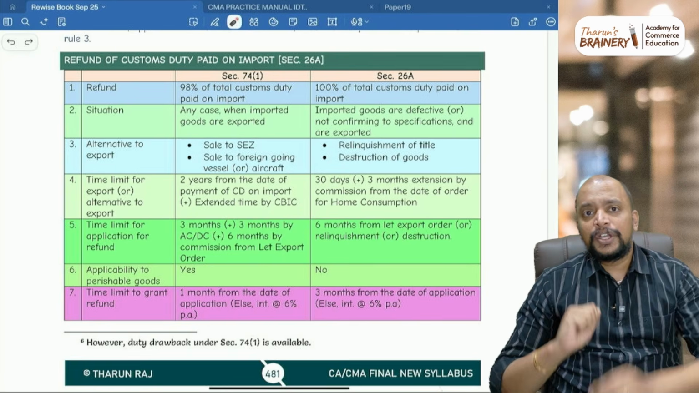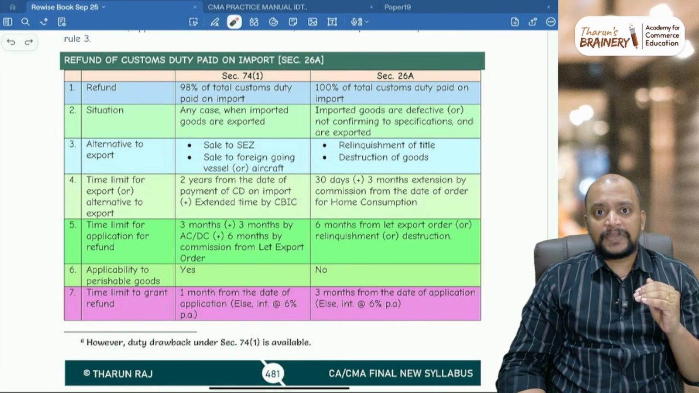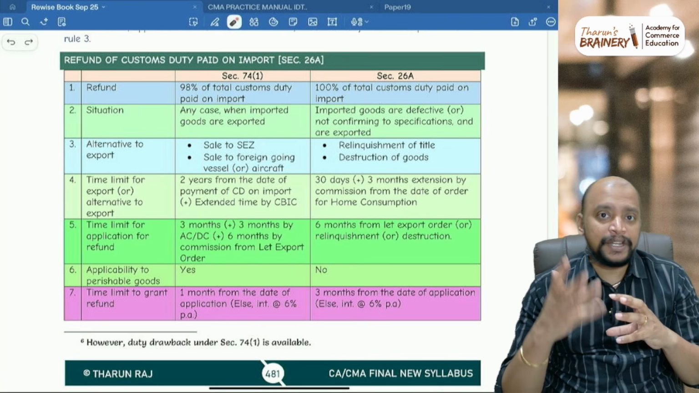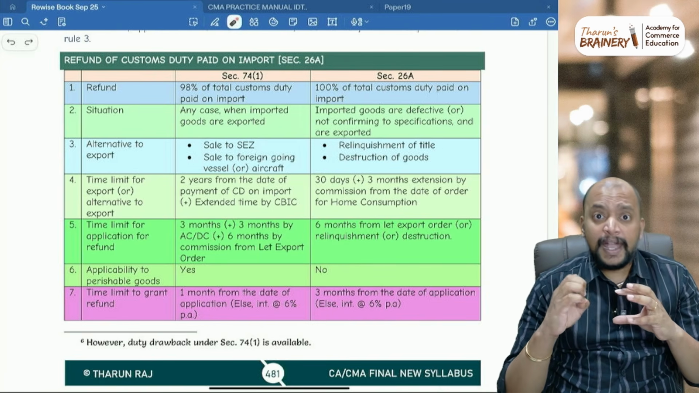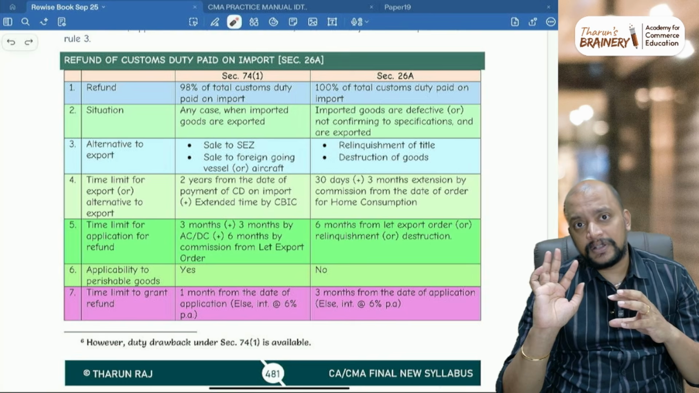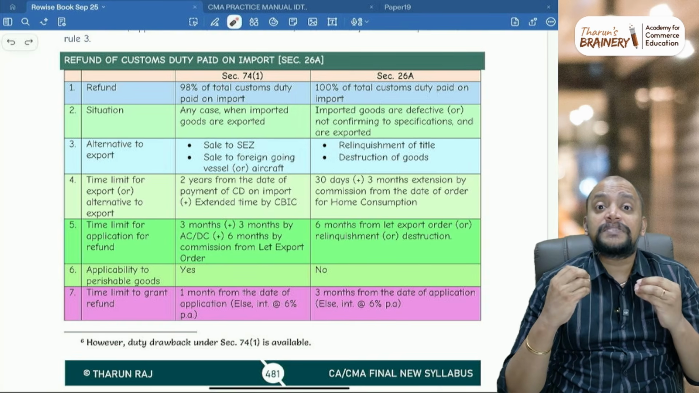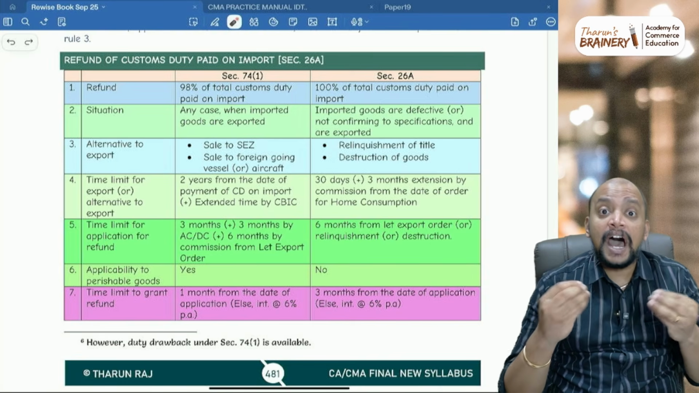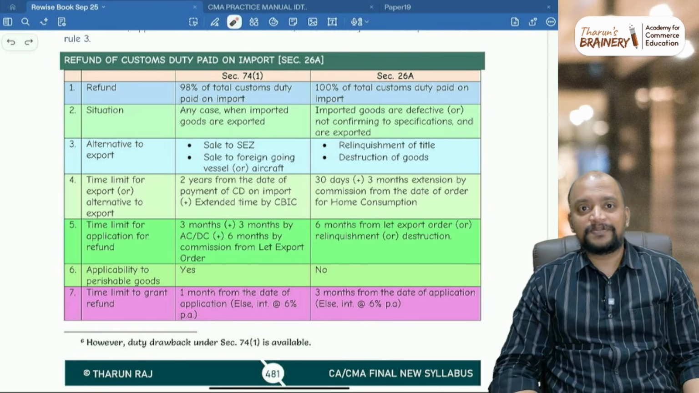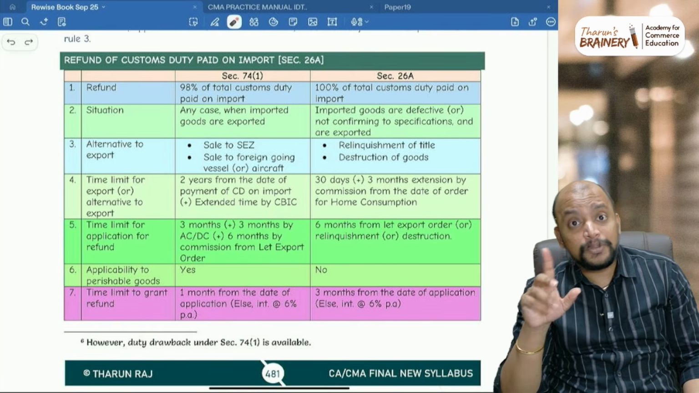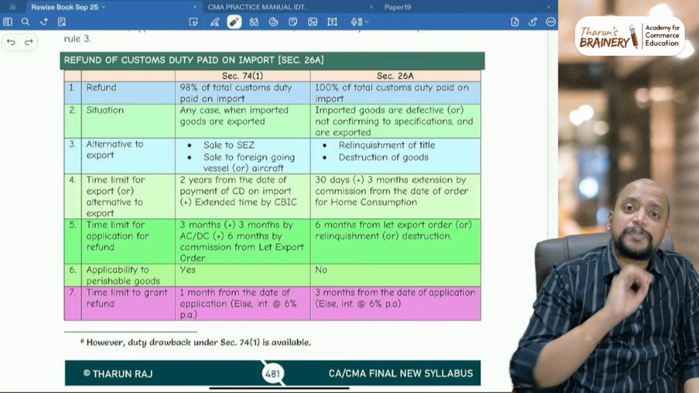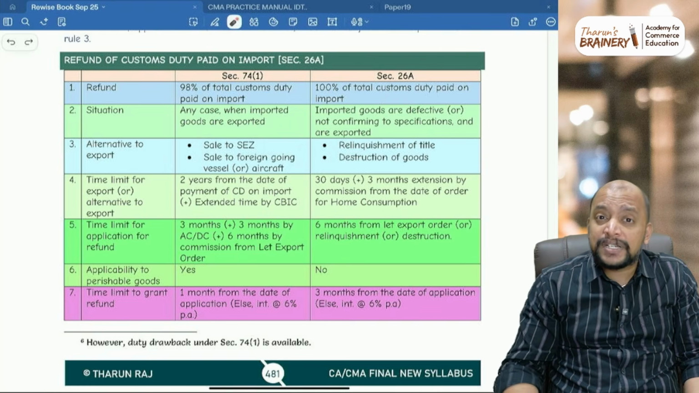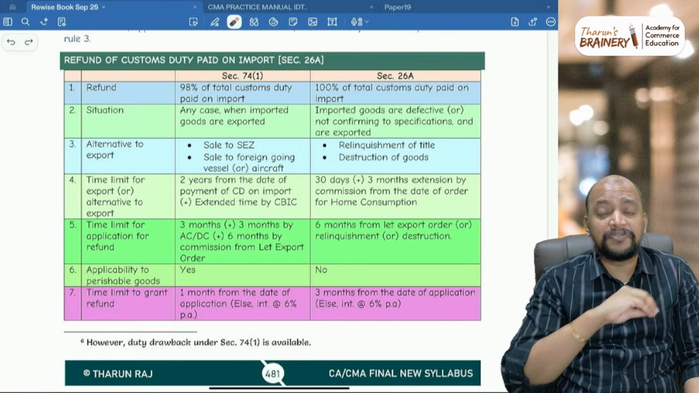Carefully listen. You are importing some goods and those goods became defective, and you are exporting those goods. Now in this case, whatever customs duty you paid on import, 100% you will get refund. So 26A talks about 100% refund of customs duty paid. But 74 subsection 1 talks about 98% of customs duty paid as refund.